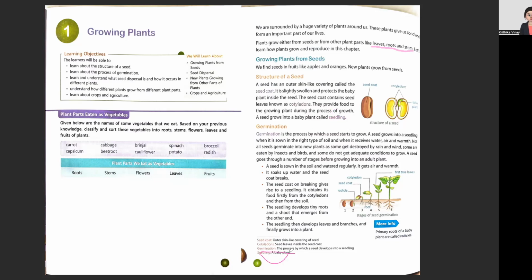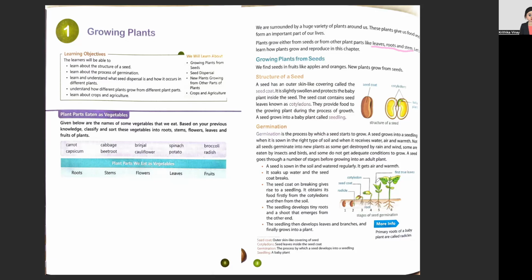And what is a seedling? Yes, seedling means a baby plant. Right? Like the small baby plant is here, no? It will become this or this. It's known as the seedling. Okay?